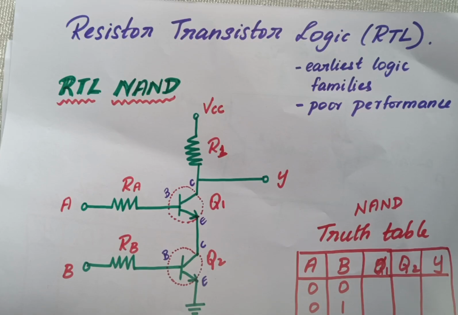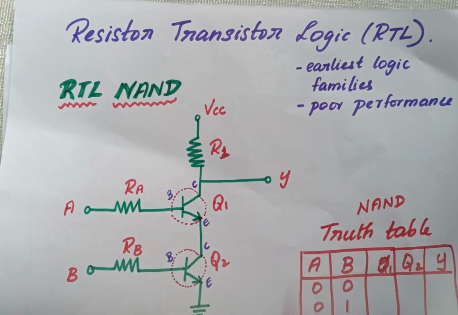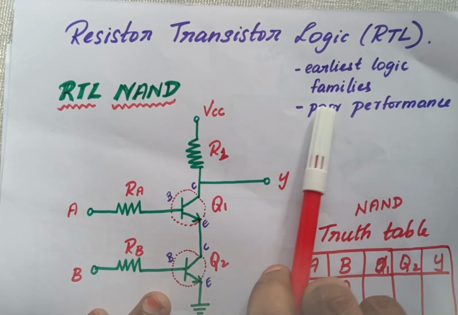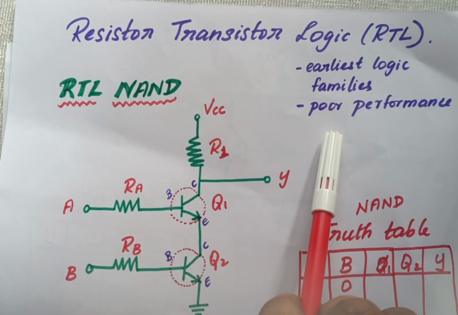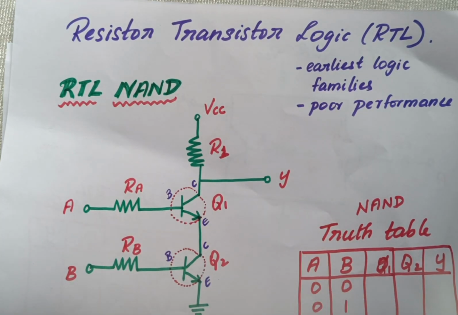Now coming to resistor transistor logic. Resistor transistor logic is one of the earliest logic families, and this helped in building logic gates earlier. Since it had poor performance, it is now very rarely used. So it is not much used nowadays. We will understand the designs of NAND and NOR in RTL, resistor transistor logic.